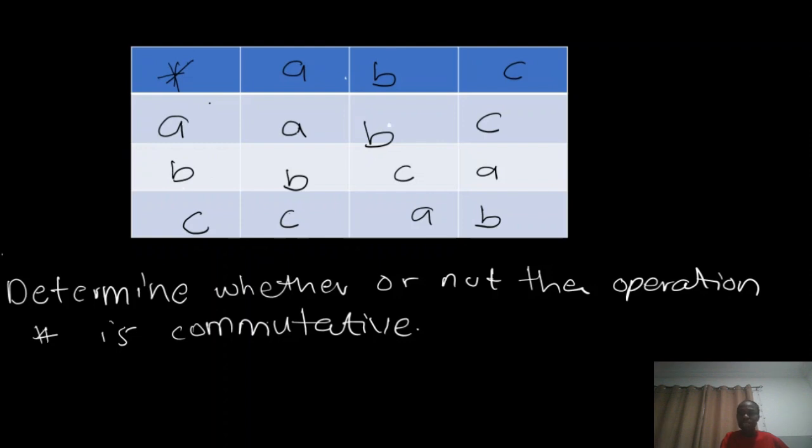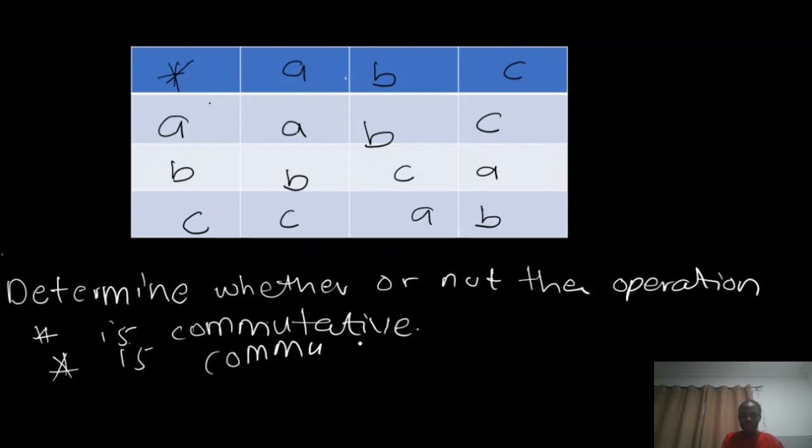Then B star B is C. Since B and B are the same, if you change it, you are still going to get B star B, which is also C. Then B star C is A. So let's check for C star B. C star B is also A, so it's commutative. We've already checked for C star A. Let's check for C star C. C star C is B. If you change the order, C and C are the same, so it will just be C star C again, which is also B. Hence, from this, we can say that our operation star is commutative.